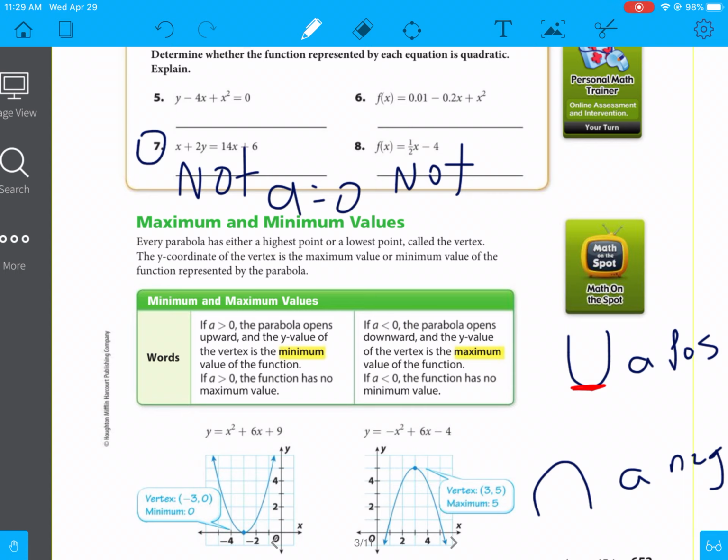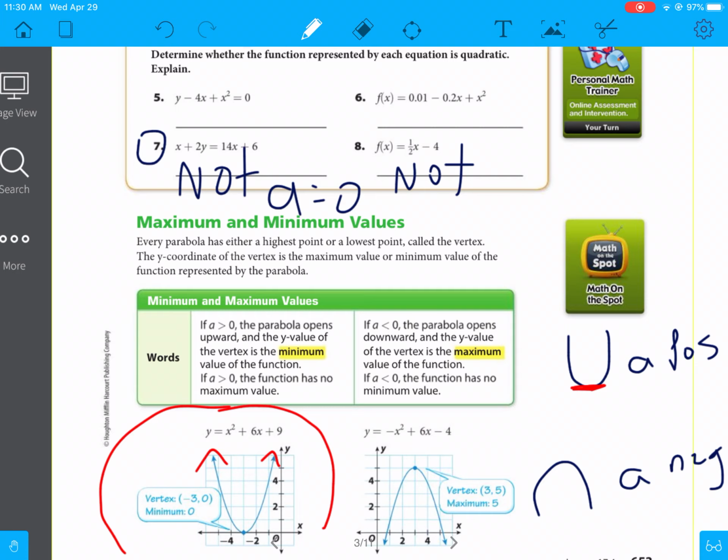So if you look at this example, y equals x squared plus 6x plus 9. So your a is positive, so it's going to open up. Your vertex is at negative 3, 0, and your y value is going to tell you what your minimum is. So your minimum here is 0. So your y can never be lower than 0, but it would go up to infinity.